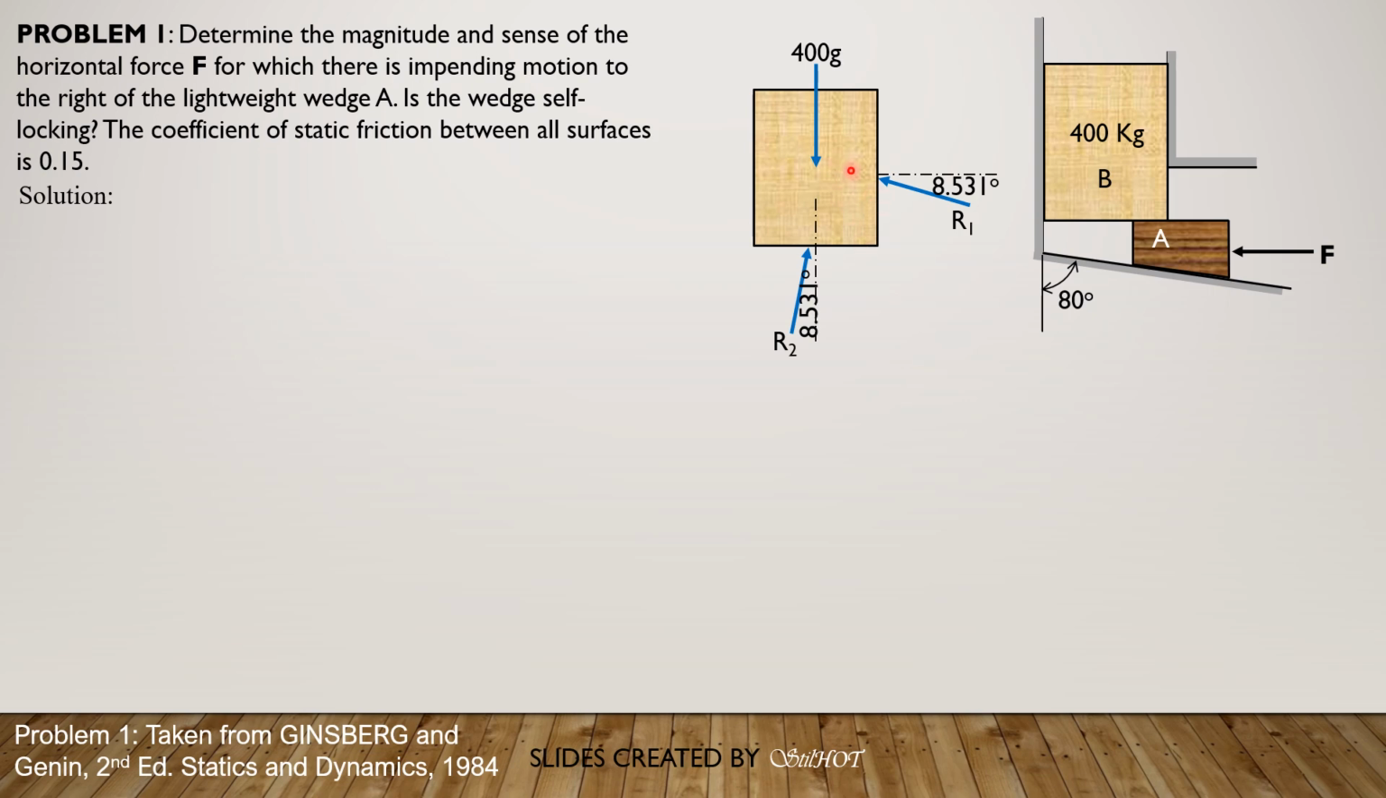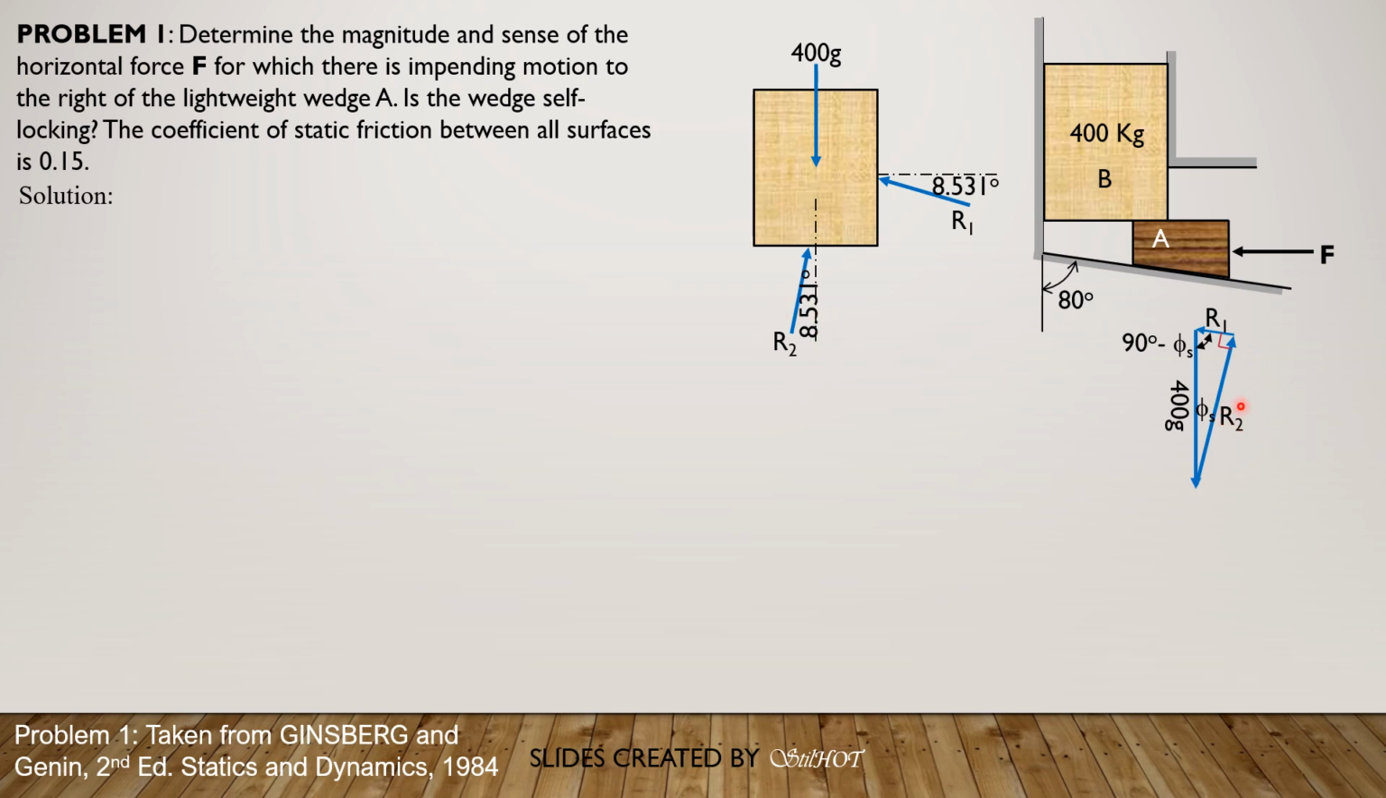So we draw the force triangle of this block. We have 400 g downward, then R2, which makes an angle of phi_s or 8.531 degrees with the vertical, then R1, which makes an angle with the vertical of 90 degrees minus 8.531, or 90 degrees minus phi_s. Therefore, we conclude that R1 and R2 are perpendicular to each other. We are only interested in R2.